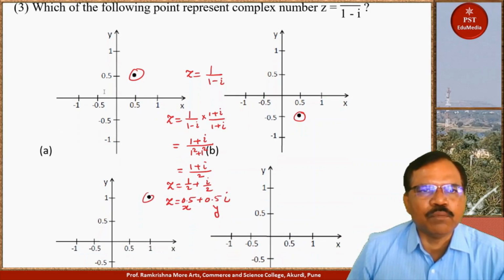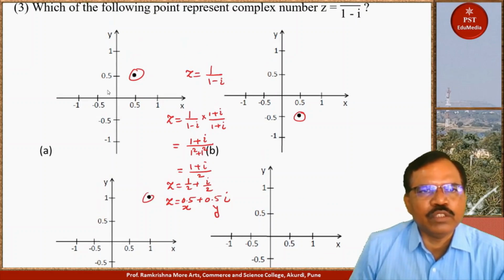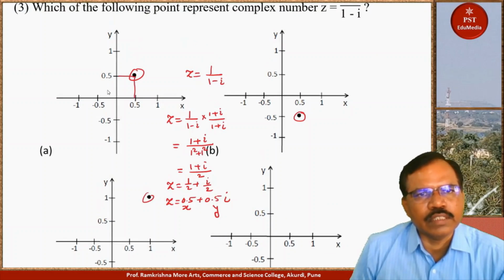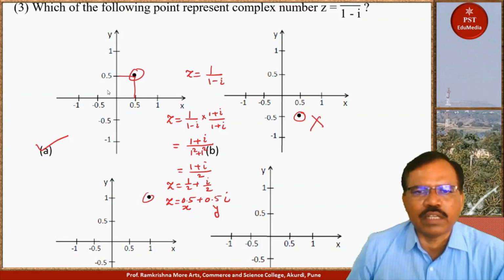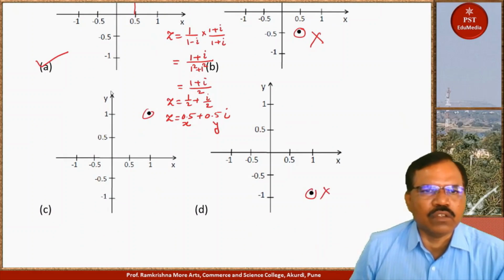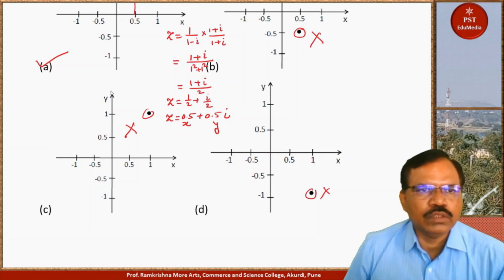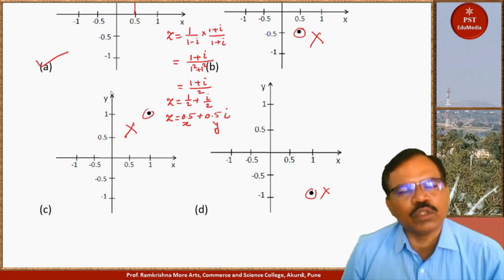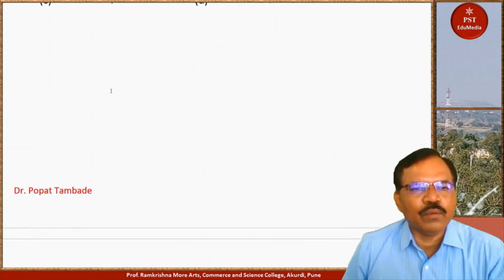So if we see here, both are positive. Out of the four, in the first one we have 0.5, 0.5, this one. So this first one is correct. Here 0.5, -0.5, so this is not correct. Here 1, -1 is not correct. This one is also not correct. So this question was also asked in the IIT JAM examination. Now next one.